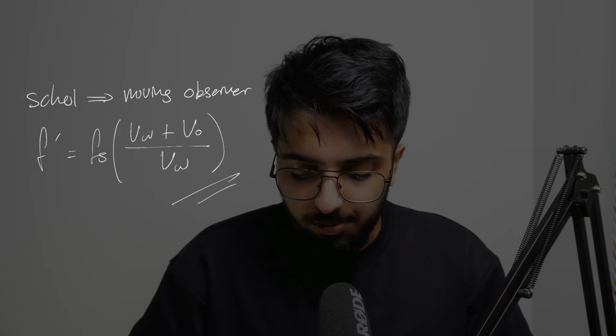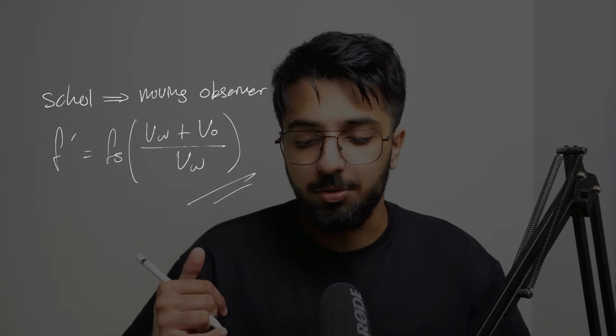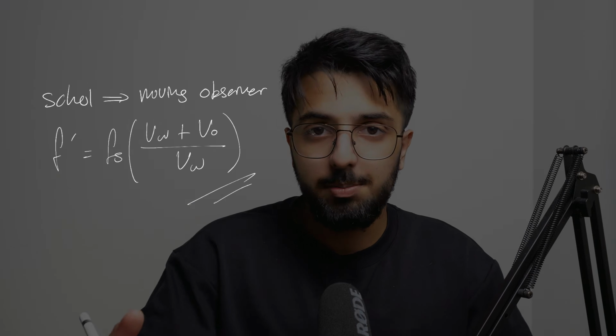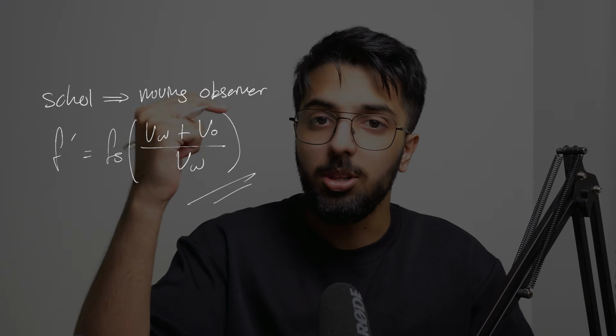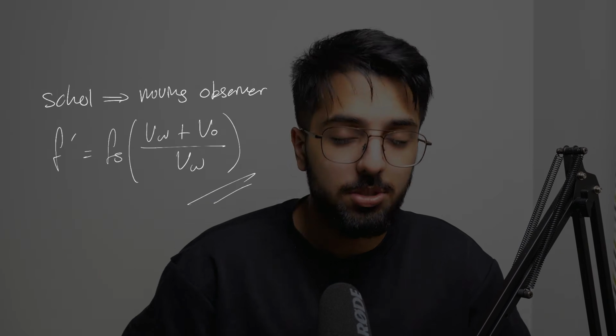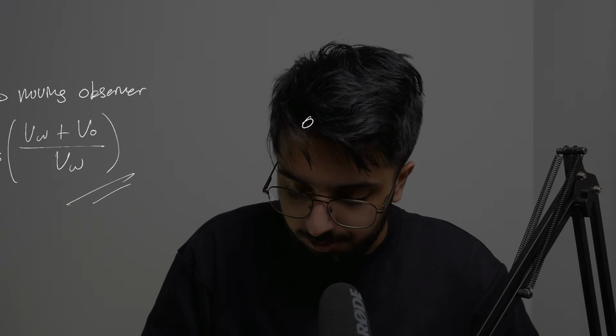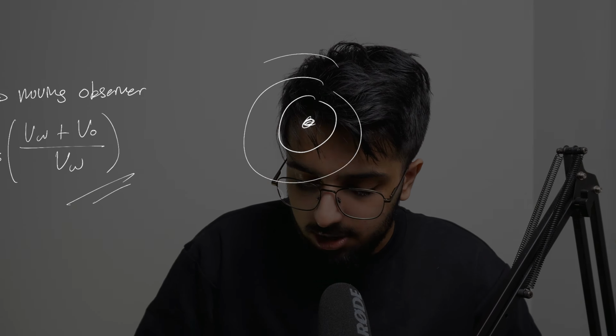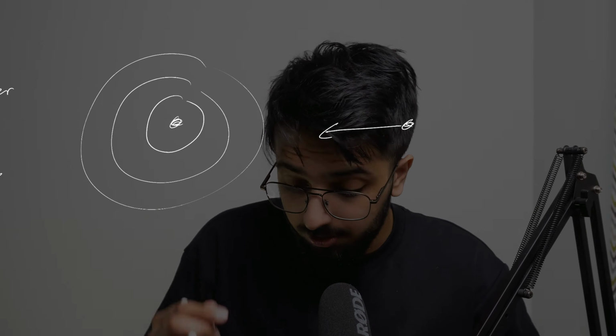The key idea of the Doppler equation for the moving observer is that there is a relative velocity between the observer and the velocity of the wave emitted by the source. If we have a source here, and it's emitting wavefronts, these should be evenly spaced, remember? And we have an observer moving towards it. There is going to be a relative velocity in this case.